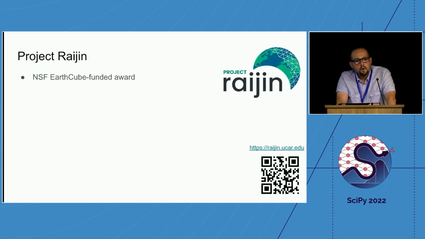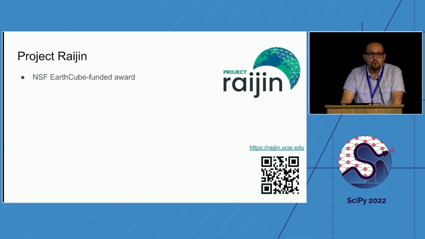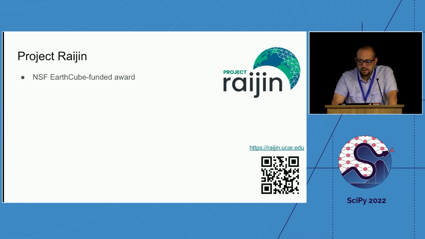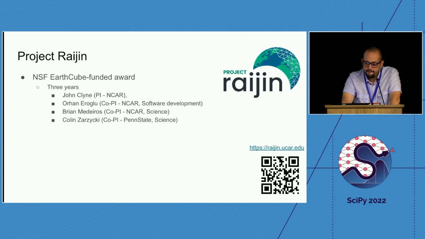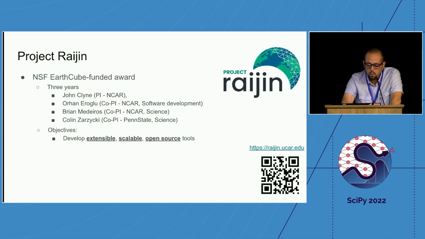We have been recently awarded by the NSF EarthCube program for our project Raijin, and I put a QR code to easily access that project. It is a brand new project that we were awarded in the last year. As you can see here, it's a collaboration between NCAR and Pennsylvania State University, and the GeoCAT team is in charge of the software development efforts for Project Raijin.